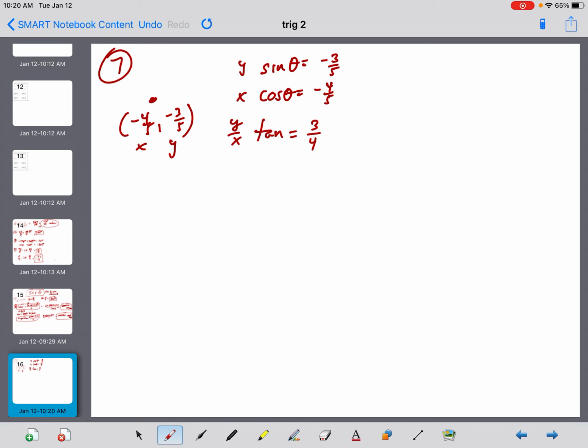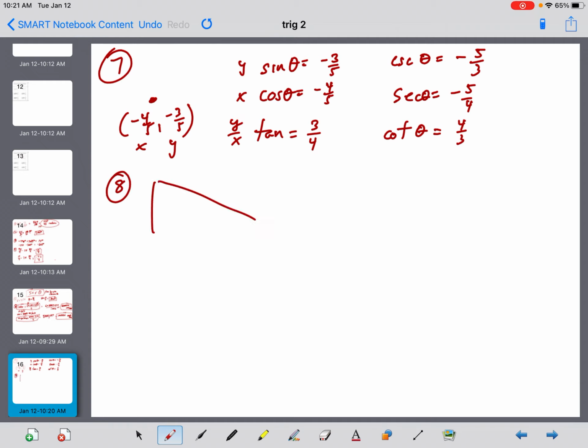Tangent's positive here. Now these other three: cosecant, just flip it, negative 5/3. Secant, flip the cosine, negative 5/4. And cotangent, you're going to do the inverse of tangent, that's going to be 4/3. Done with number 7.